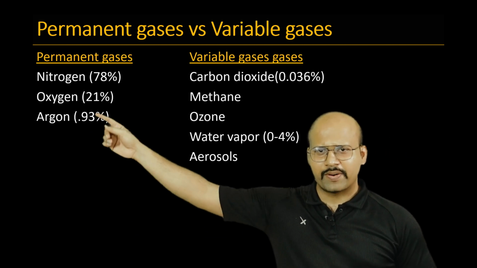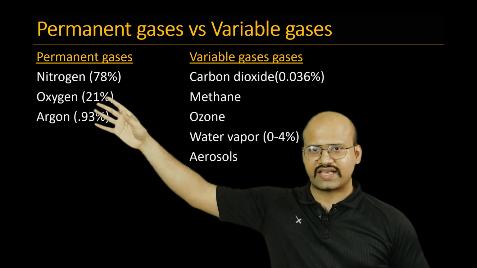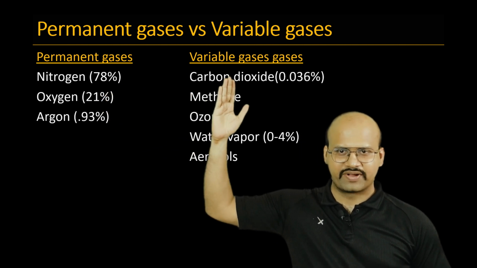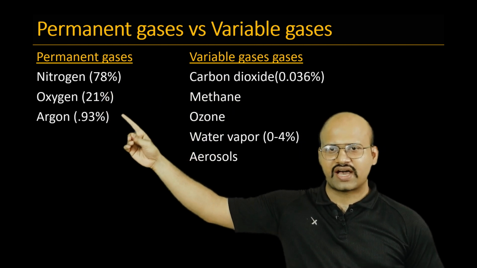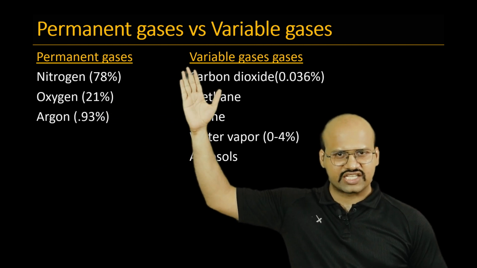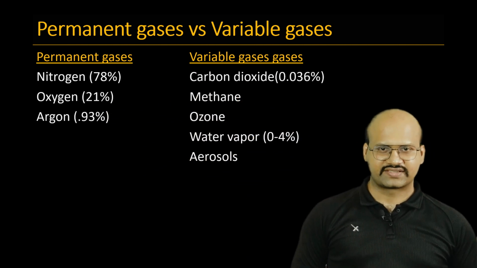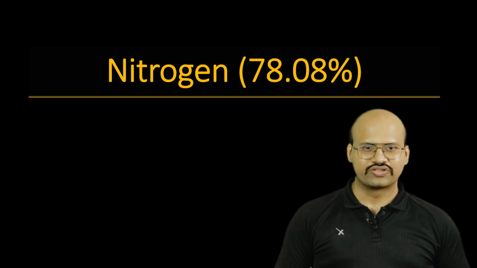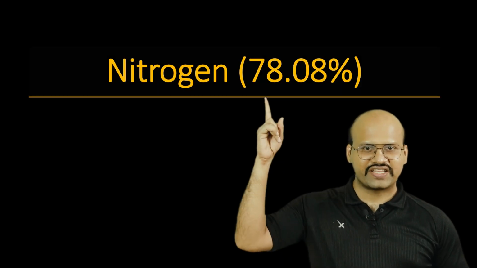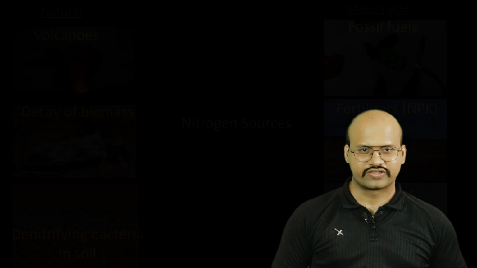Now here are permanent gases. All the gases except these three gases are called variable gases. So nitrogen, oxygen and argon are our permanent gases, and rest all are variable gases. Now let's see nitrogen gas. Nitrogen is 78.08% of our total atmosphere.